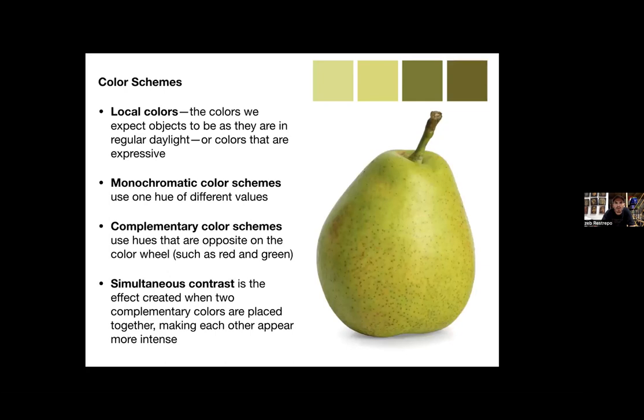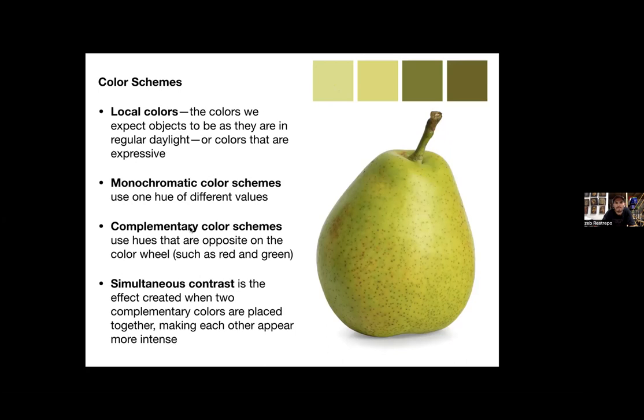And then here we have an example I took to depict what local color means. It's basically when objects are under regular light. In other words, I was able to extract some of the colors from the pear here, as you can tell from above. So that's what we refer to as local colors. It's just when objects fall under regular daylight.